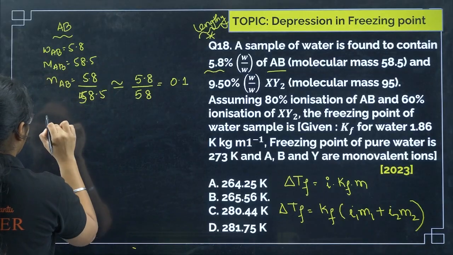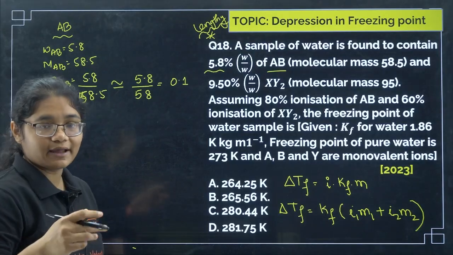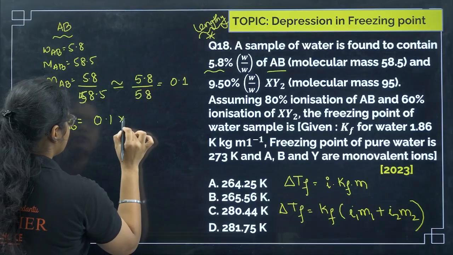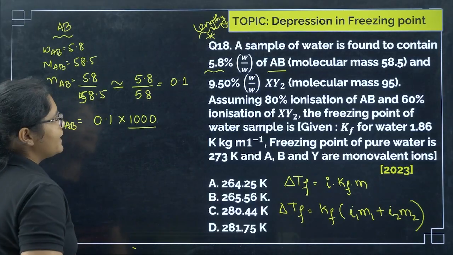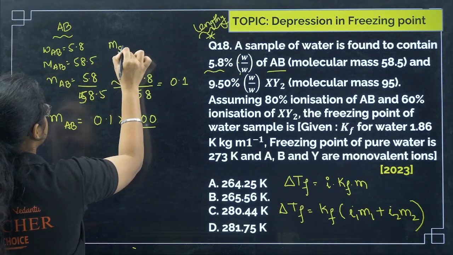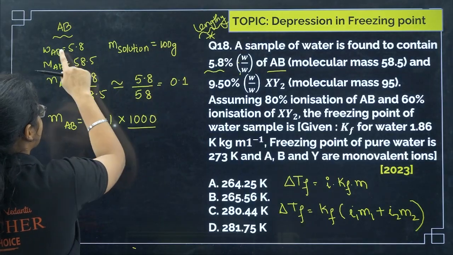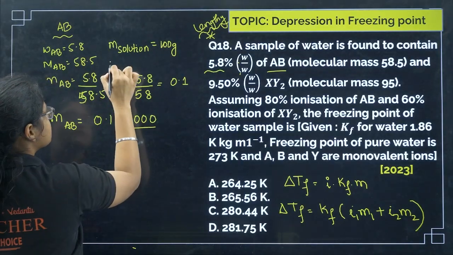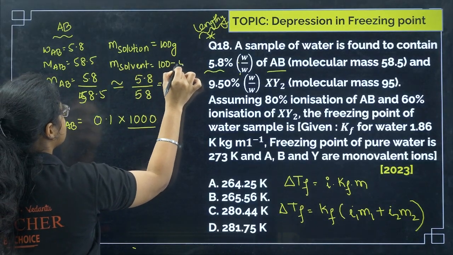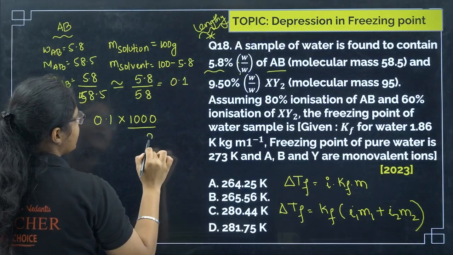Then what is the molality of AB? See, molality is the number of moles by the mass of the solvent in kg. So the number of moles is 0.1 into 1000. Now see, when I say 5.8% W by W, that means the mass of the solution is 100 grams. Out of that, 5.8 is AB. Then what is the mass of solvent here? The mass of solvent will be 100 minus 5.8.